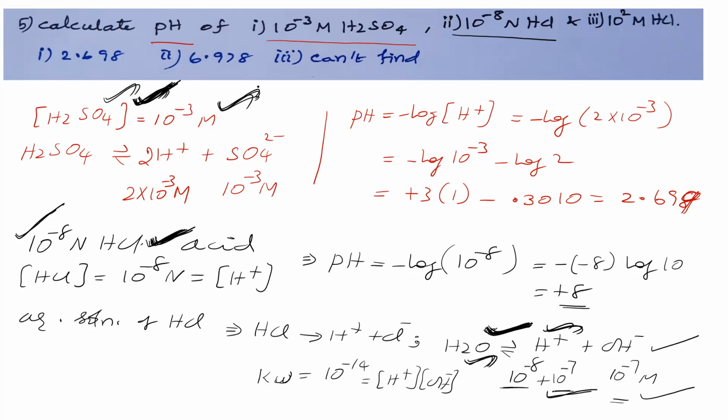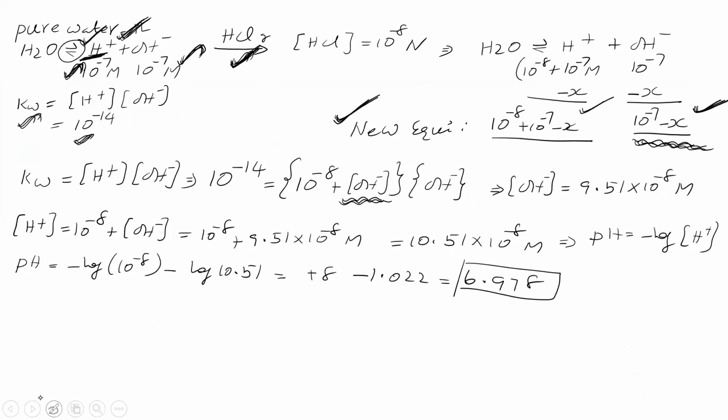Next, we will go for the third one, 10 power 2 M HCl. For that, we will see how to find the pH. For this, the concentration of HCl is 10 power 2 M, which means the concentration of H plus is equal to 10 to the power of 2 M.